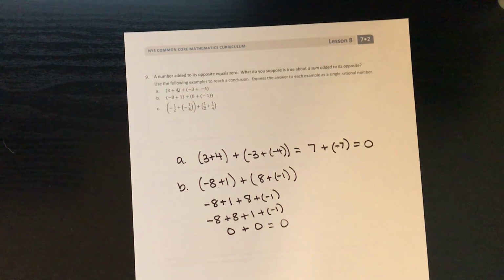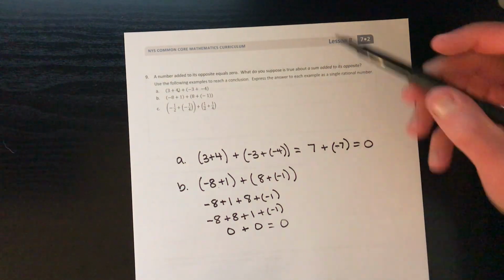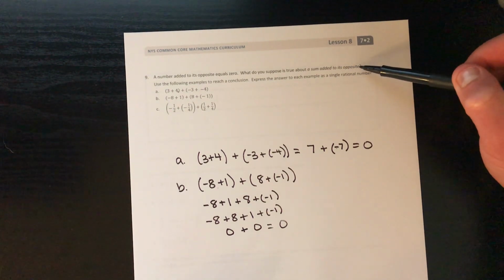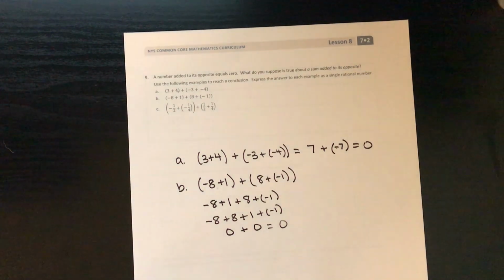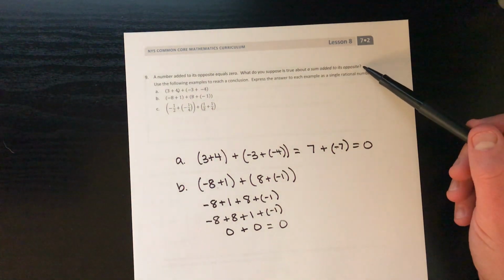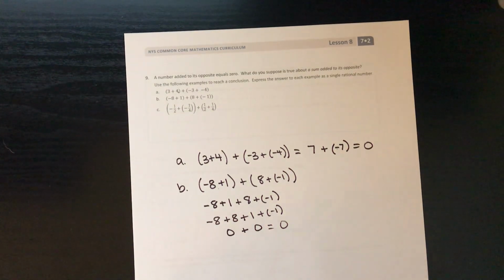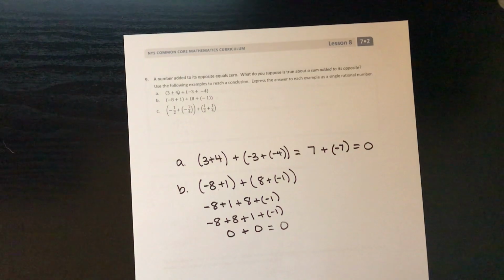So the main question here is, what do you suppose is true about a sum added to its opposite? Well, just by definition, an opposite is a number that when added to the first number in question, you get 0. So they're almost kind of telling you the answer just by using that word. But the final conclusion to be made from here is that yes, a sum plus the opposite of that sum will get you 0, just like if you had single number expressions.